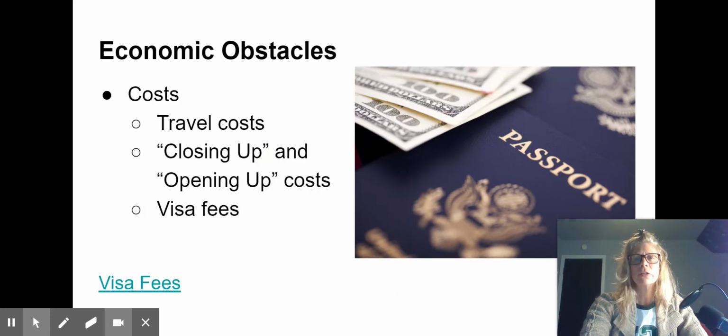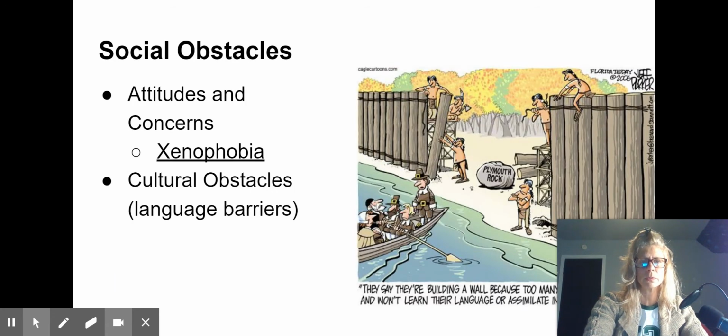Okay. So the first is economic obstacles. When people are migrating, it costs money. They have to have transportation, and that's going to cost. If they're leaving a place, they have closing up costs, so if they have to sell things or put their house on the market. Also when they come into their new destination, they have opening up costs, so they might need to put down a deposit on a new apartment. They will also have visa fees, which can be very costly, hundreds of dollars actually. So those are all examples of economic obstacles in migration.